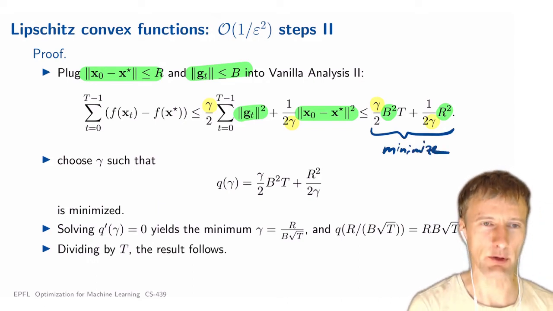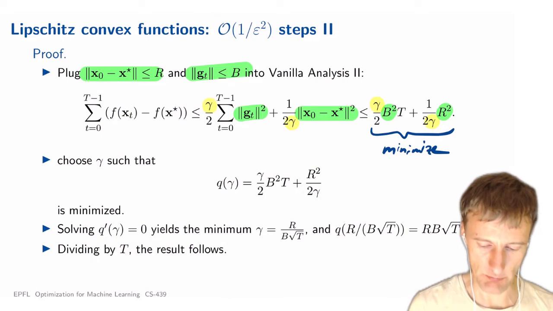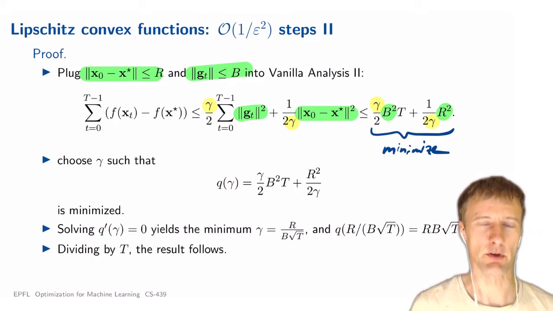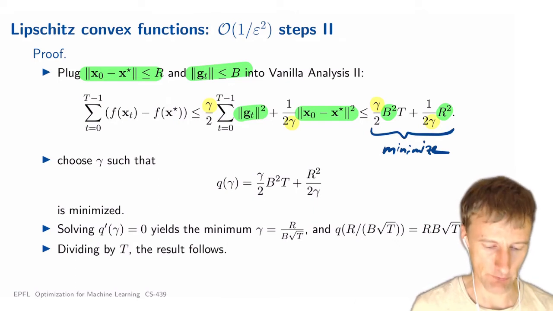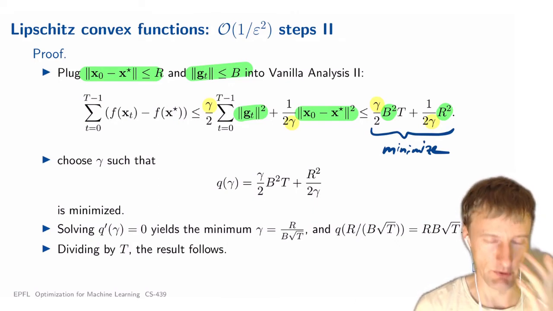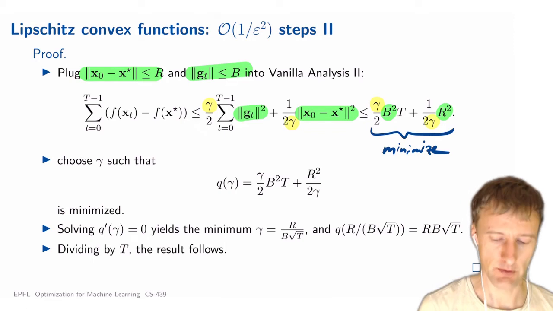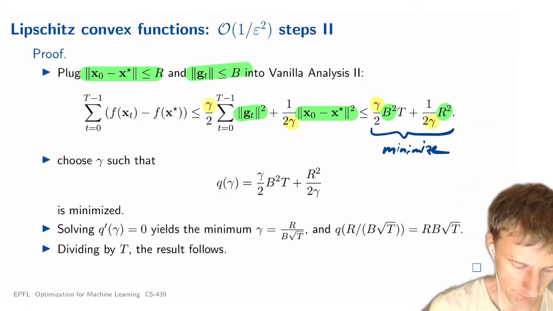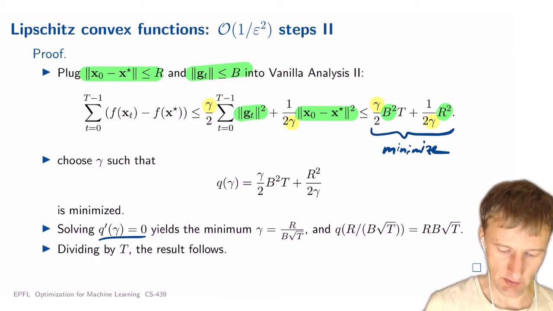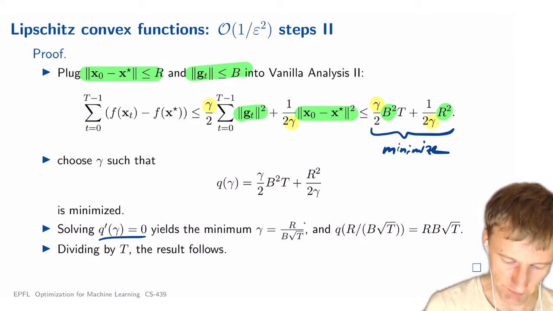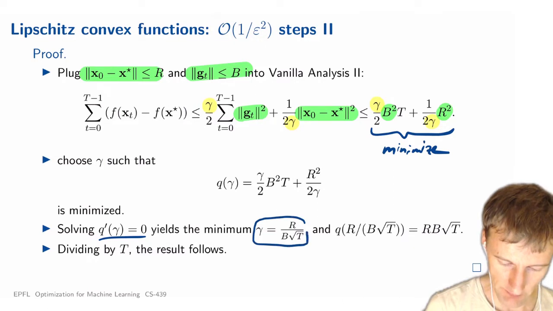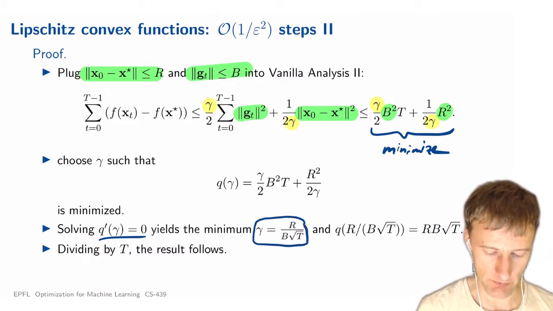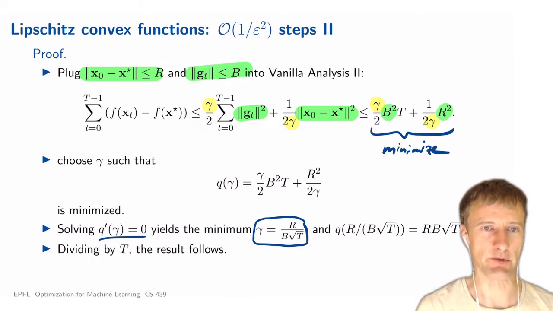So that is how we're going to choose our gamma, such that it minimizes this term. So that's just a number. It depends on one variable, so it's very easy to solve in closed form. You just set the derivative of this term with respect to gamma to 0. That's what you do here. And you obtain the formula for the best possible step size for this right-hand side. And it turns out to be exactly R over B times square root of t, which is exactly what we used in the theorem.